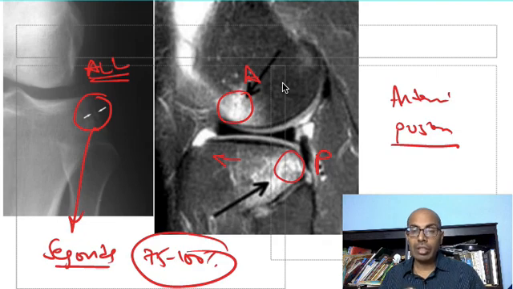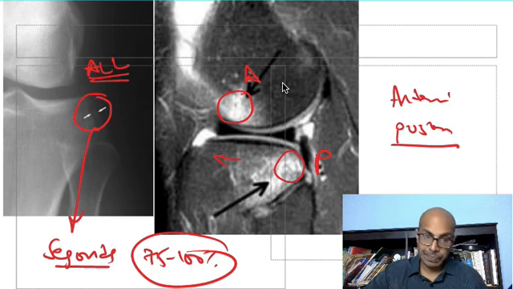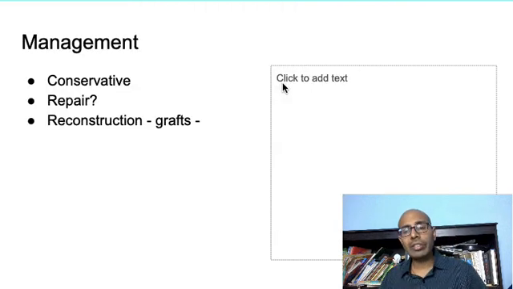So what are the radiological features? What is the most sensitive and specific investigation? It is MRI. MRI shows ACL injury. X-rays can show ALL injury or Segond's fracture, which is pathognomonic. We can also see bone bruise in the anterior portion of the femur and the posterior portion of the tibia. How do you manage these ACL injuries?